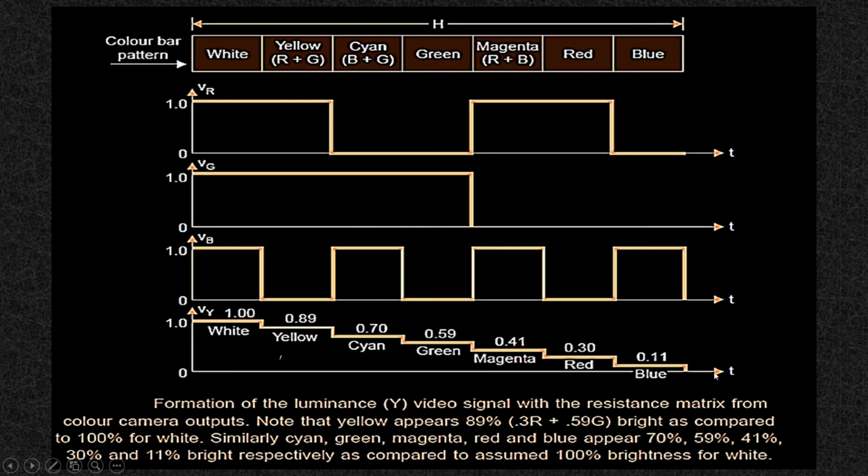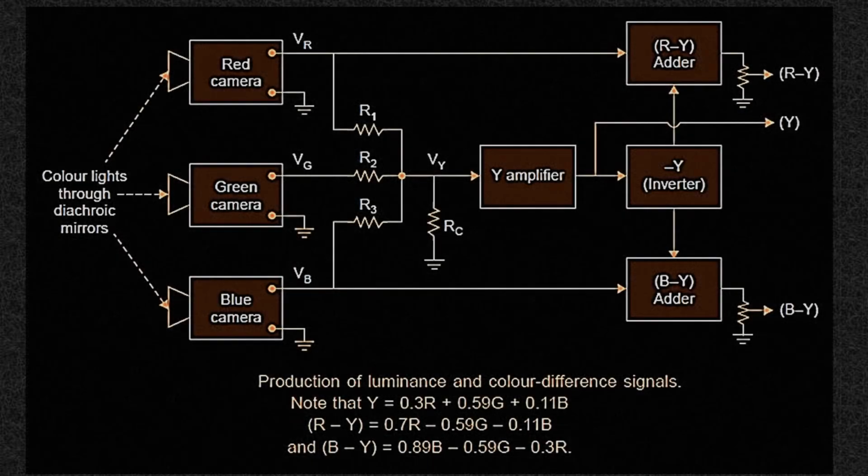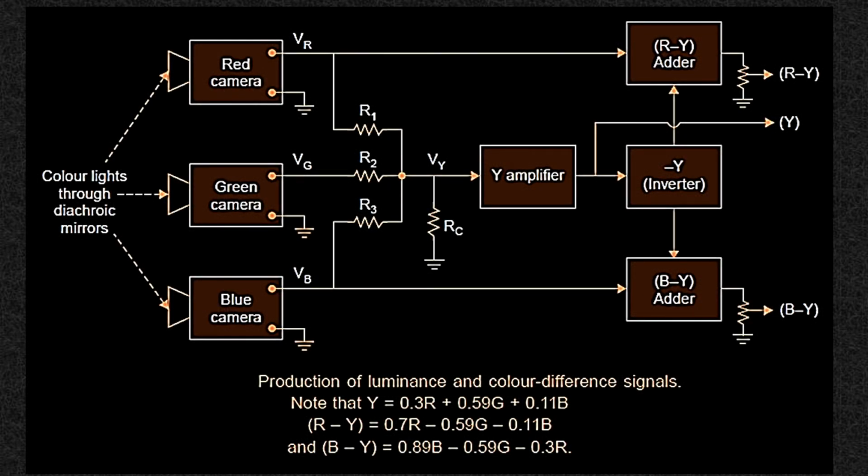So this is all about the color bar pattern. These are the calculations. Now how are we going to generate the color difference signals? As we have already talked about the color camera, your color camera has a red camera, green camera and a blue camera. You are getting Y here. How are you going to get Y here?